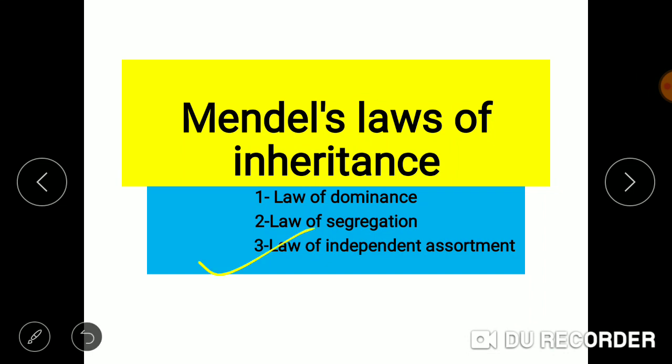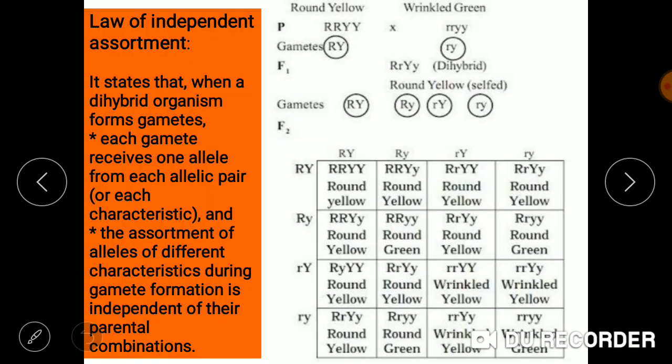If we remember, in the law of dominance and the law of segregation we took the example of a monohybrid cross. But in the law of independent assortment, we'll be taking the example of a dihybrid cross. Now let's see.